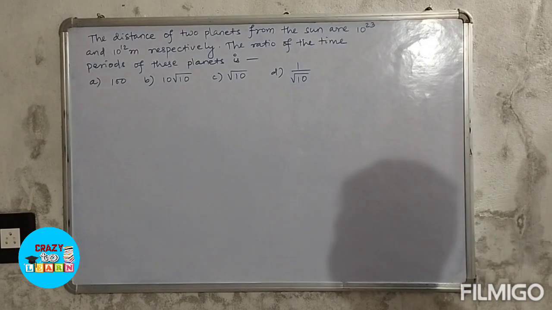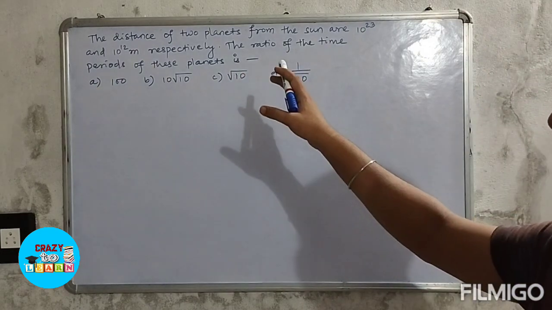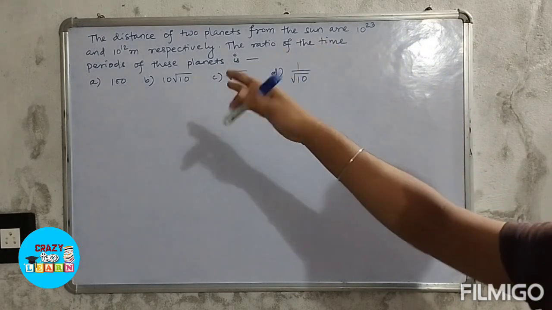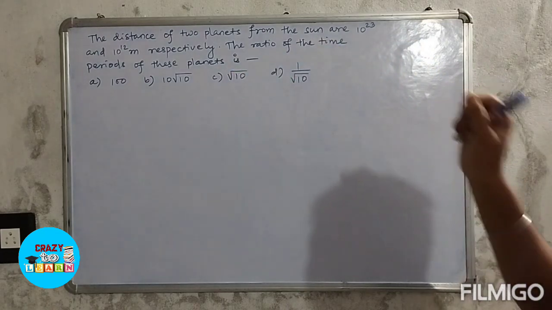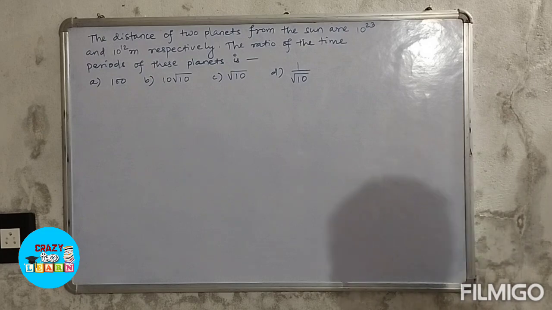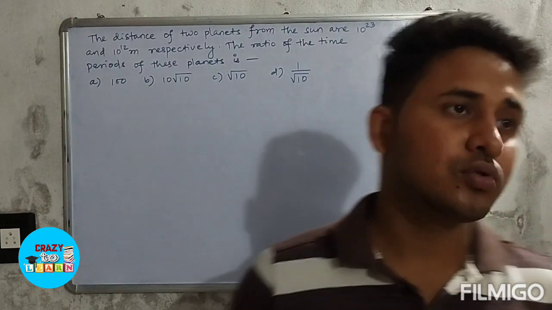Next question. The distances of two planets from the sun are 10 to the power 23 and 10 to the power 12 meter respectively. What is the ratio of the time periods of these planets?